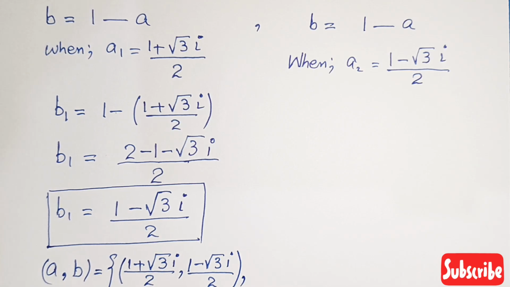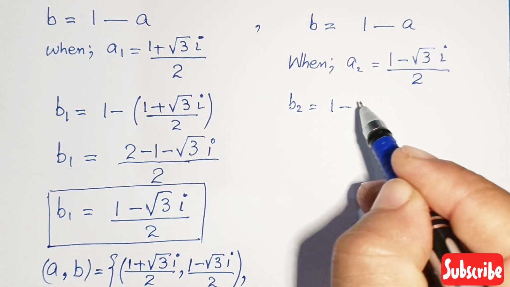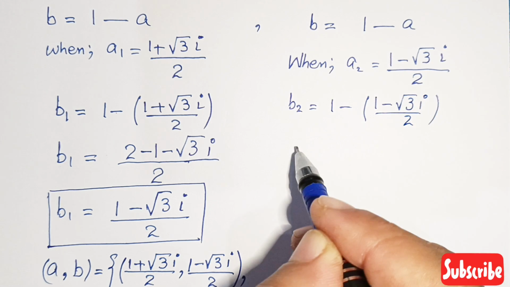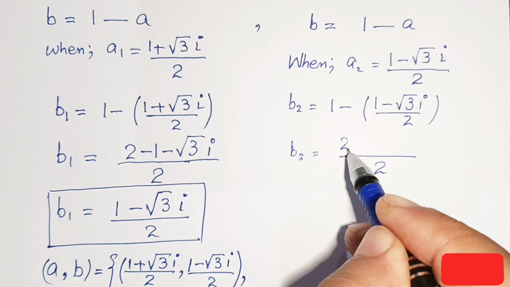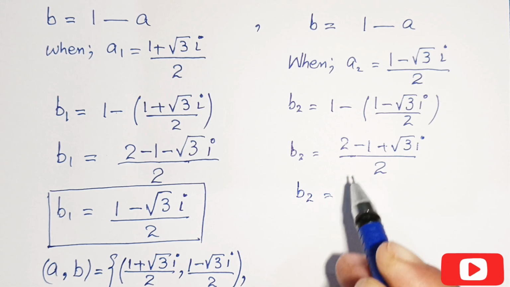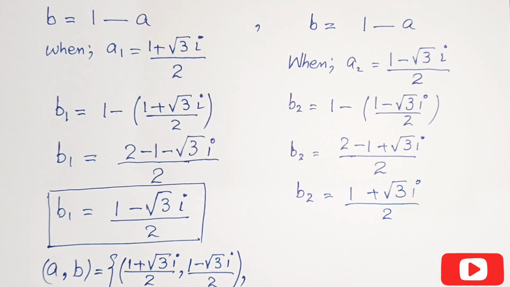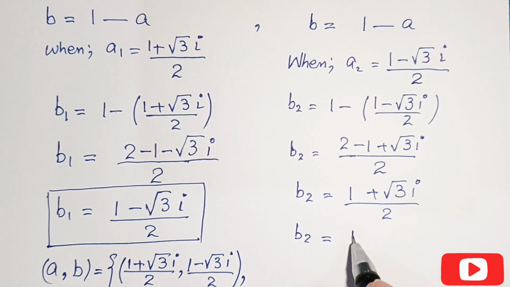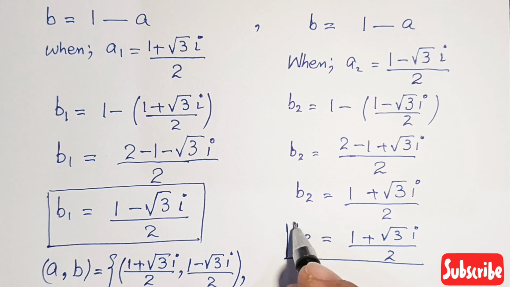Now finding our second pair from this equation, here we have b2 is equal to 1 minus a2, which is 1 minus (1 minus square root of 3i) all over 2. So b2 is equal to, taking the least common multiple, 2 minus 1 plus square root of 3i. Then b2 is equal to 2 minus 1 is 1, plus square root of 3i, all over 2. Now b2 is equal to (1 plus square root of 3i) over 2. It is our value of b.